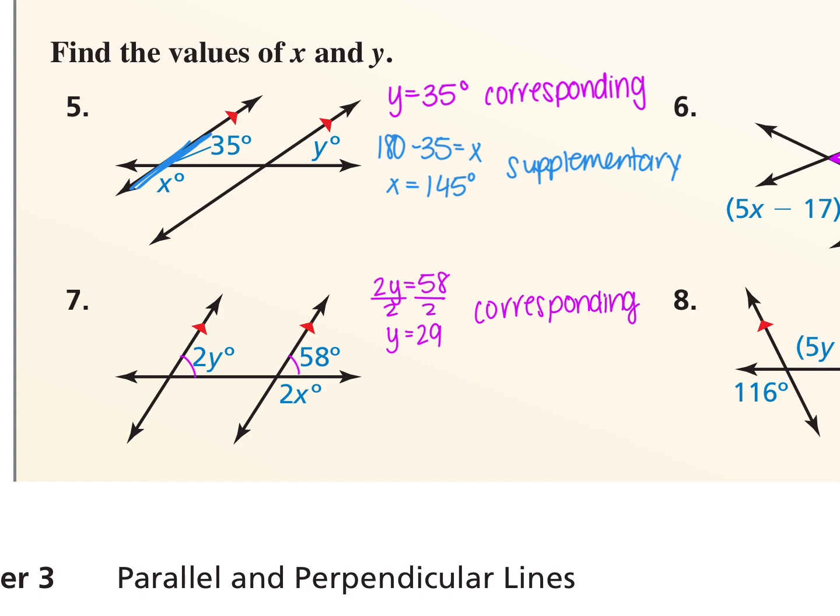And then for my x, same thing as we did for number 5. These are supplementary angles, adding them to equal 180. So I have 58 plus 2x equals 180. Subtract 58 from both sides. I'm going to get 2x equals 122, and x equals 61, and they're supplementary.